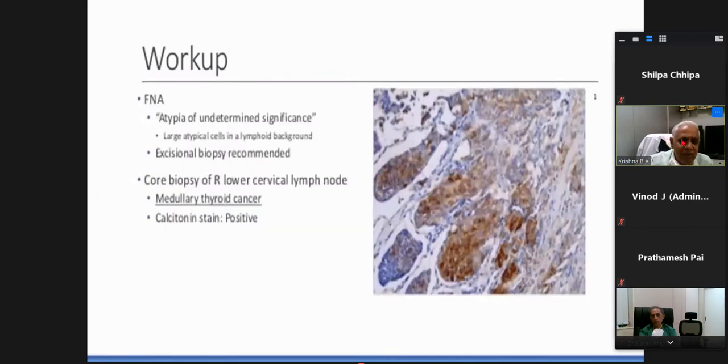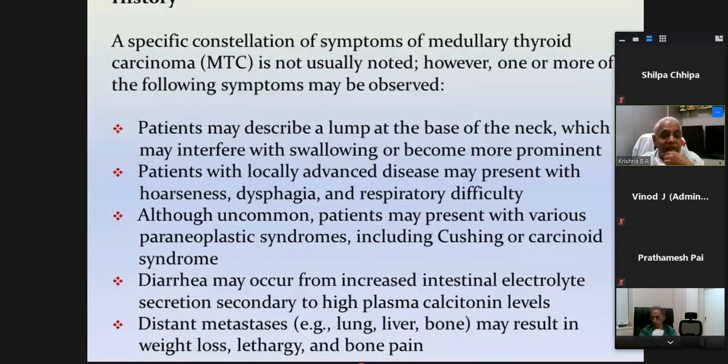In an FNAC, one of the important things that we should know when you get the FNAC report, atypia of undetermined significance, large atypical cells in a lymphoid background. Here, there is no definite answer given, so excisional biopsy becomes mandatory. And you will have to demonstrate calcitonin stain on the histology to make the diagnosis of MTC. So this is critical. So FNAC, when you get a report, be cautious and try and look back again for furthermore way of getting the diagnosis if the clinical suspicion is high.